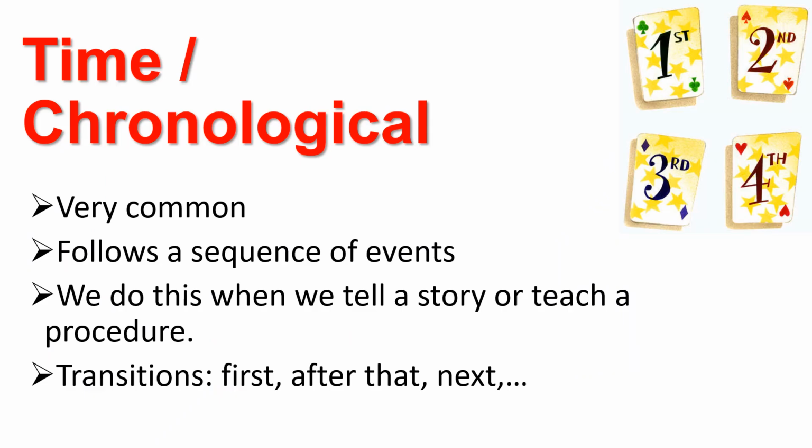Time or chronological order is the easiest for us to understand, right? This happens first, and after that this happened, after that this happened, and so on. It's very common because it follows a sequence of events. We do this when we tell a story, or we tell someone a procedure for how to do something, or if we just want to talk about our favorite book. We would talk about the beginning of the book, some important things in the middle of the book, and then how the book ended.